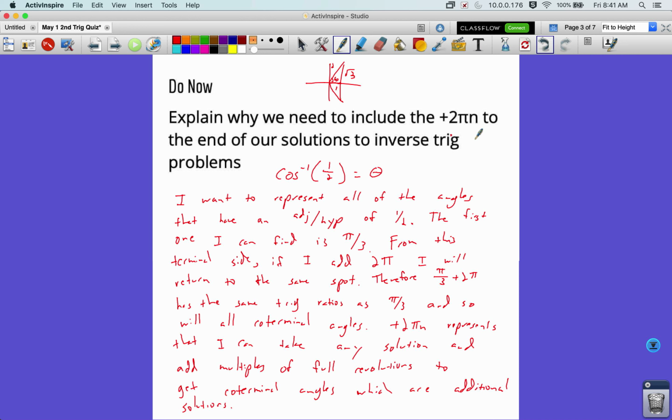It's asking about why we always do this plus 2 pi n, where n is an integer. Why we always add that to the end of our solutions. It's because once we find one solution, you can get all of the solutions by just continually rotating that terminal side back around to be in the same spot.